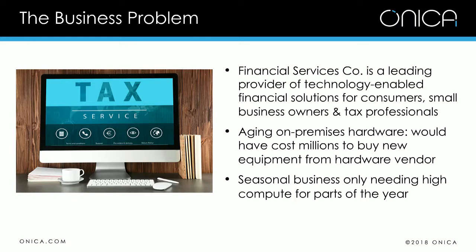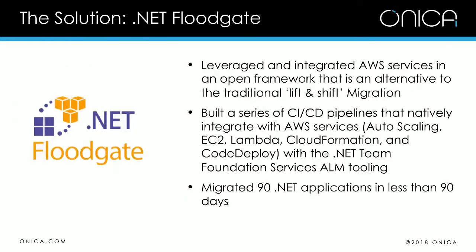And so that spiky workload is a very compelling cloud use case because you just consume what you need to consume at the time of year that you need to consume it. So we leveraged all the services that I've talked about over the past few slides and built a series of pipelines that natively integrate, and they take the .NET code from our customer and they deploy it to instances, maintaining the full life cycle that makes sense for that customer and utilizing everything that's familiar in VSTS to do it. The net result is that we migrated 90 applications in less than 90 days, because once we've got these pipelines figured out for this customer, it's pretty easy to onboard more and more applications.